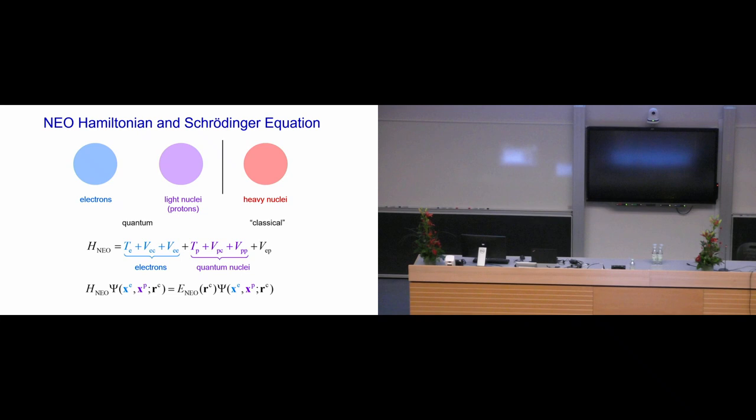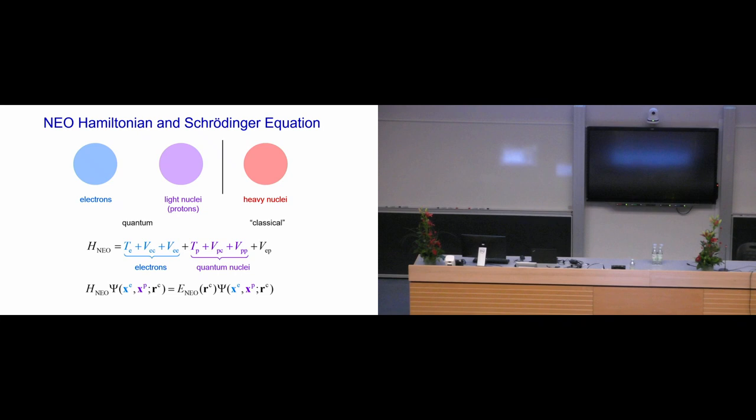So now, in the time-independent Schrödinger equation, our wave function depends explicitly on the coordinates of the electrons and the quantum protons, and parametrically on the classical nuclei. So now our potential energy surface is reduced dimensional. It depends only on the classical nuclear coordinates. And they're no longer electronic surfaces. They're, in fact, mixed vibronic surfaces.